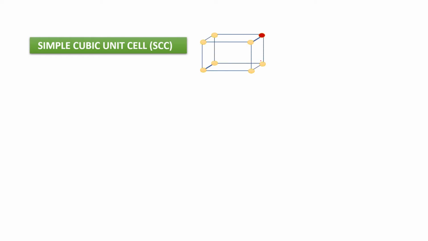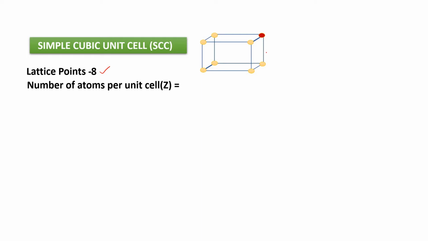Now, this is the simple cubic unit cell in which atoms are occupying at corners. So, how many lattice points will be there here? 8 lattice points are there. All the corners are nothing but lattice points. So, how many atoms will be there in one unit cell? If you take only a single unit cell, there are 8 corners, and 8 atoms are occupying those corners. But these unit cells are connected together.